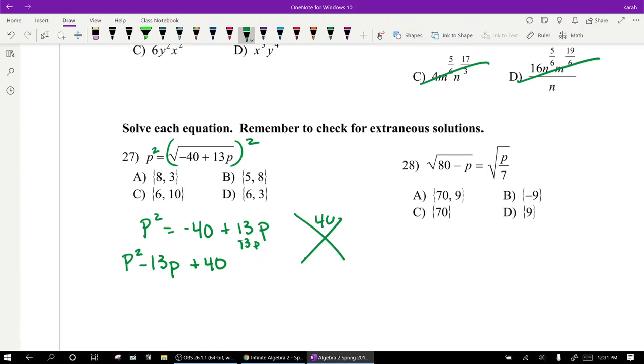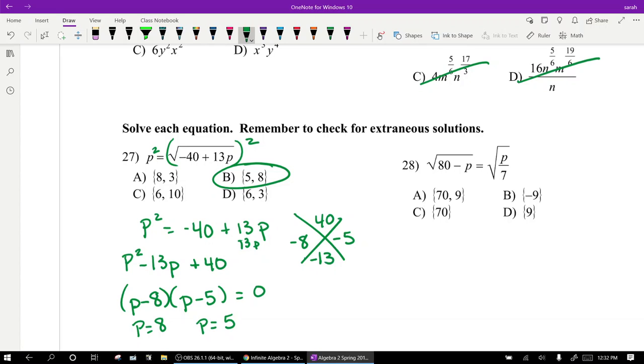Two numbers that multiply together to get 40 and add together to get -13. I think that's going to be -8 times -5. So that's going to be p minus 8 times p minus 5 equals 0. So that means p has to either equal 8 or p has to equal 5. Since they gave me both 8 and 5, and they don't really give me any other choices, I can automatically eliminate everything and see that the answer for 27 is B. I don't really need to worry about the extraneous solutions. If you wanted to, you could go back in there and check each of them, but we don't need to.